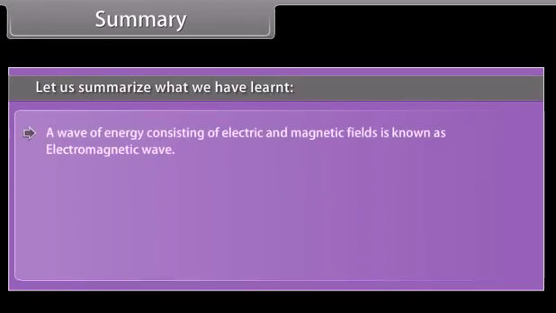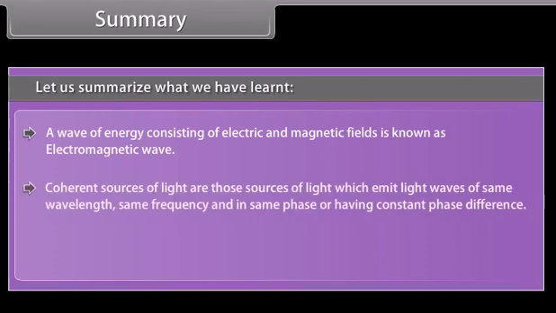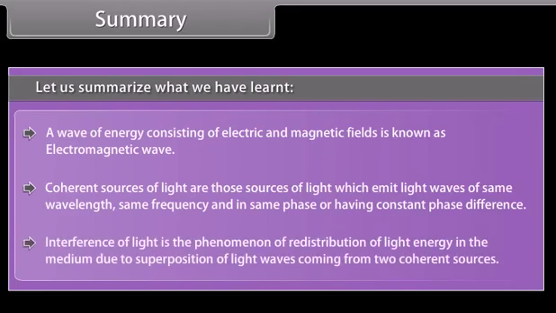A wave of energy consisting of electric and magnetic fields is known as an electromagnetic wave. Coherent sources of light are those sources which emit light waves of the same wavelength, same frequency, and in the same phase or having a constant phase difference. Interference of light is the phenomenon of redistribution of light energy in the medium due to superposition of light waves coming from two coherent sources.